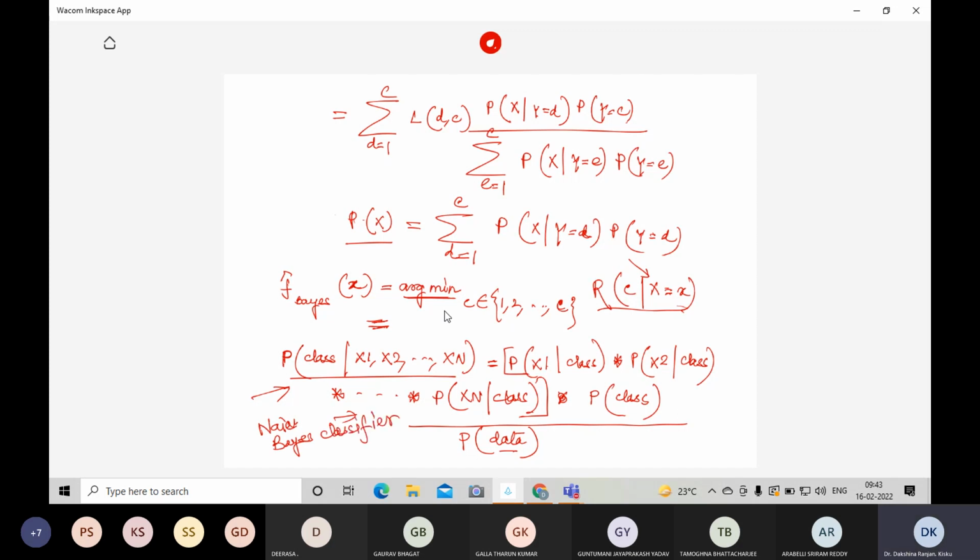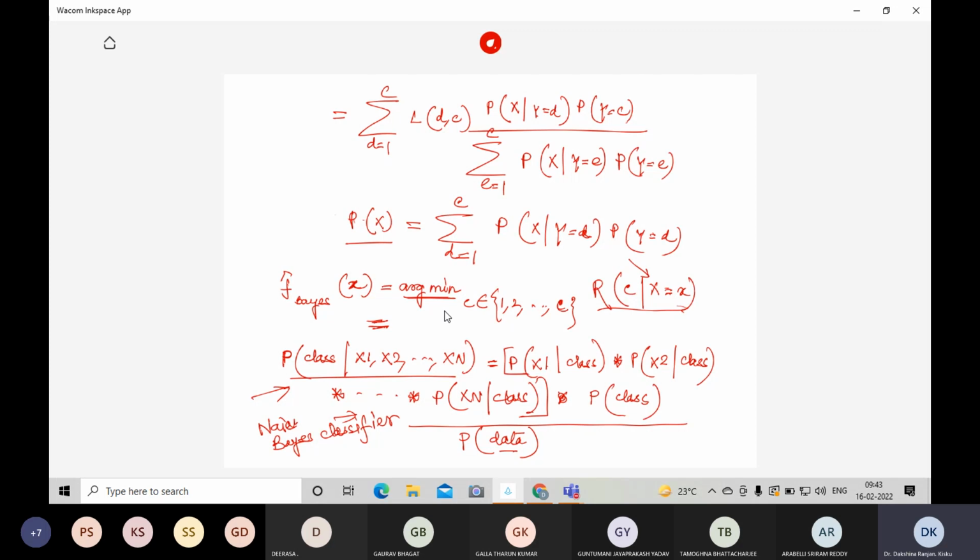Okay. So in Naïve Bayes classifier, we make an assumption. We remove this assumption of the Bayes theorem, and we consider each input variable is independent from each other. Okay. So with this assumption, we estimate the posterior probability of each class when the feature vector x1 to xn are given.